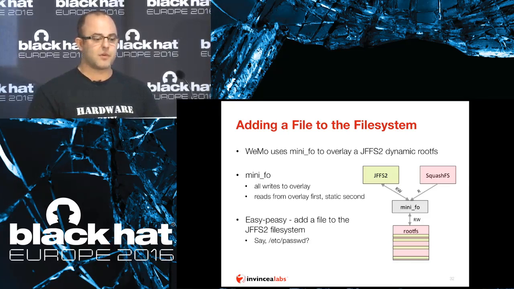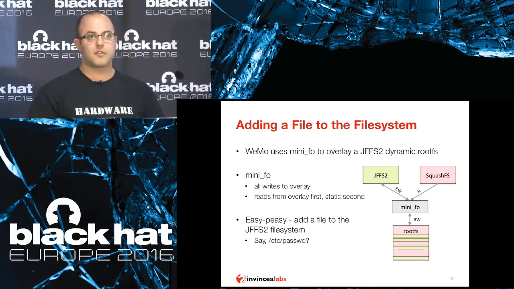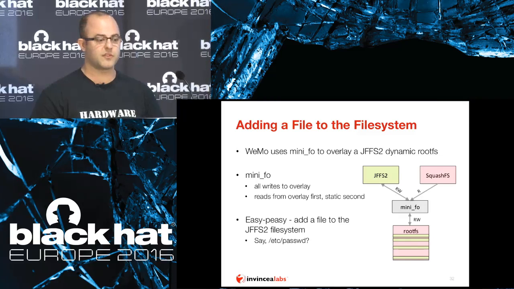And I mentioned a little bit about what we're going to add to it. We're going to modify etc password, but how is the file system structured? So how do we know where we're going to put this thing? There's two parts of the file system. There's a dynamic part, that's a JFFS2 partition, and there's a static part, it's a squashfs partition.